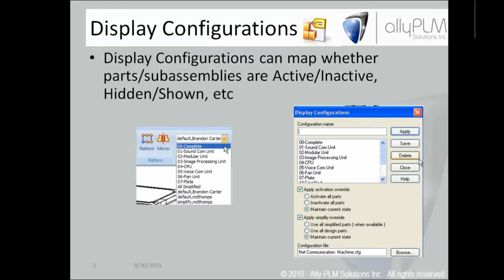So while we're starting to talk about show, hide, and I mentioned active and inactive, we also want to talk about how we can map those throughout our assembly. Maybe we're going to be working on, as you see in the screenshot, the image processing unit. So maybe that's the subassembly and some components around that. We want to be able to display those. So let's take a look at display configurations.